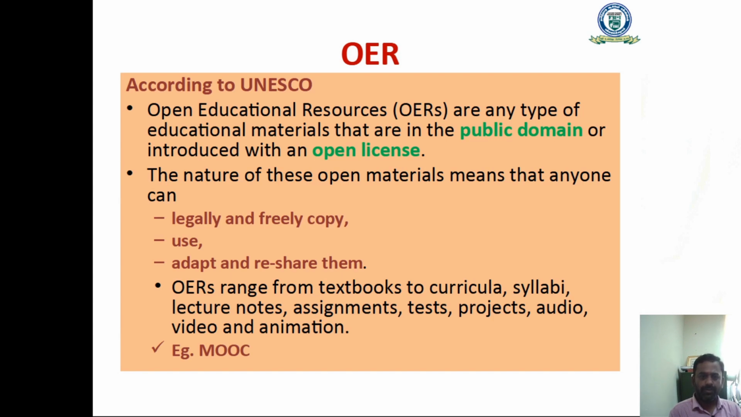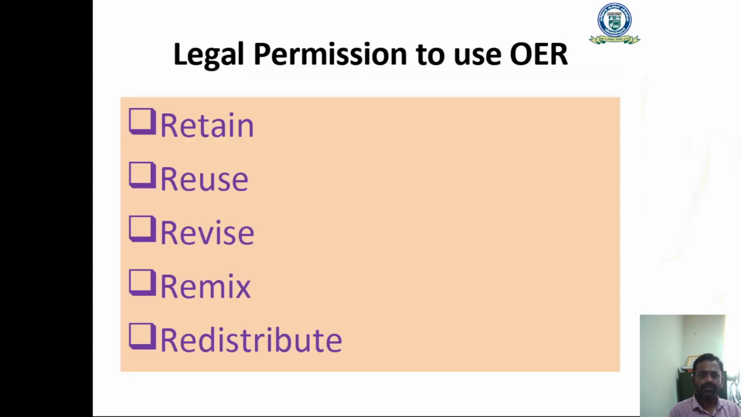OERs range from textbooks to curricula, syllabi, lecture notes, assignments, tests, projects, audio, video and animation. The main example for OERs is MOOC, that is Massive Open Online Course. What are the legal permissions to use OERs? First one is retain, the next one is reuse, the third one is revise, fourth one is remix and the last one is redistribute. This is known as the 5 R's of legal permissions to use OERs.